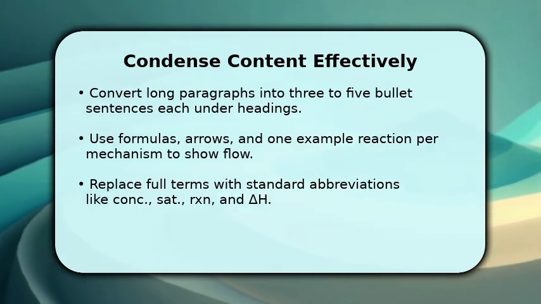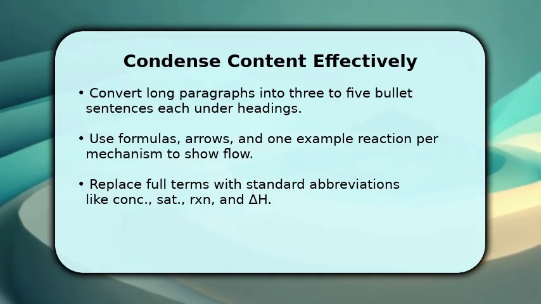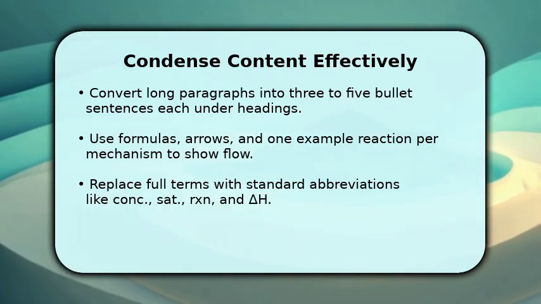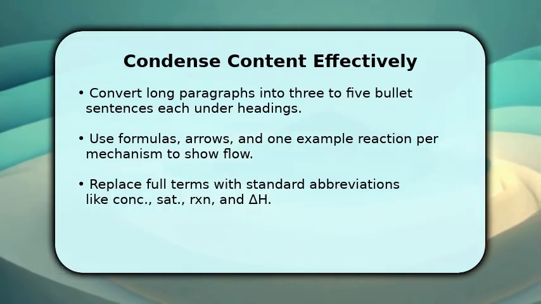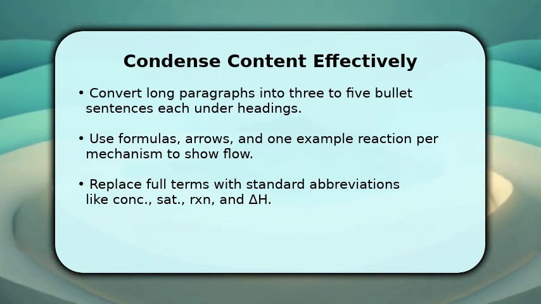Replace full terms with standard abbreviations like conc, sat, rxn, and delta H to save space. Include units and values directly. For example, Kp equals 2.5 or delta H equals 45 kJ mol. This makes notes compact and exam-ready.